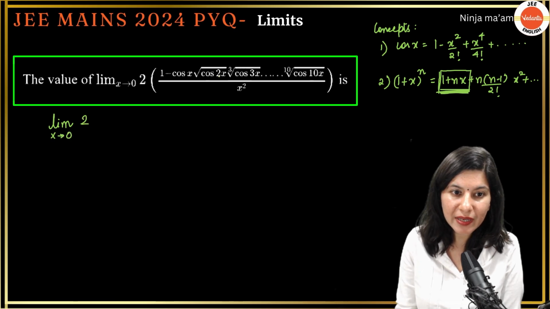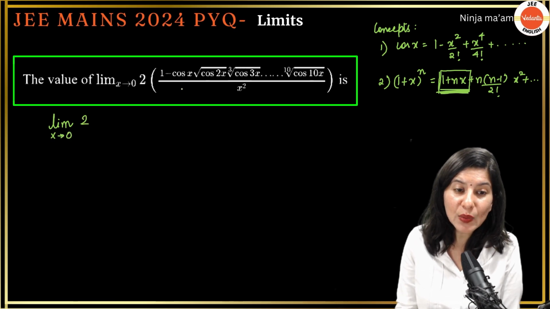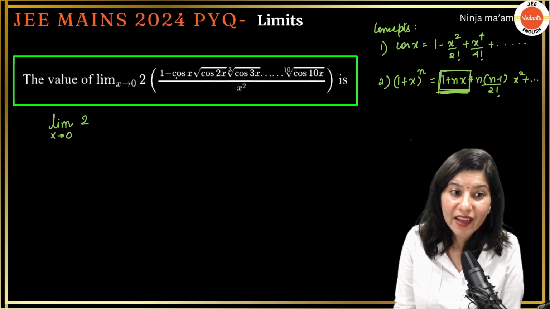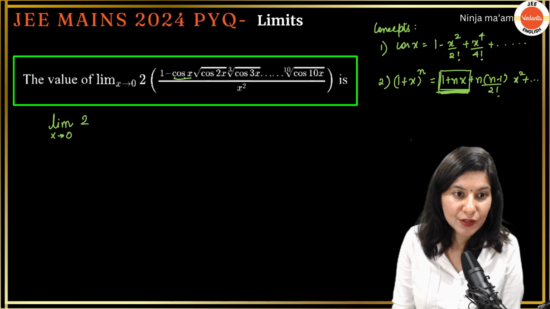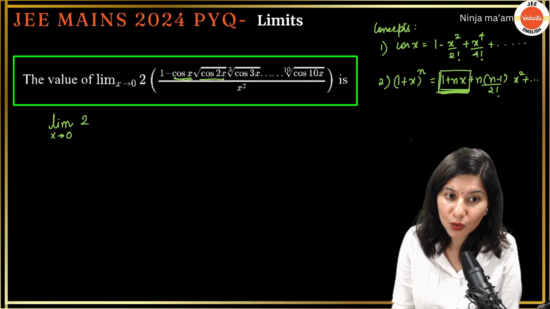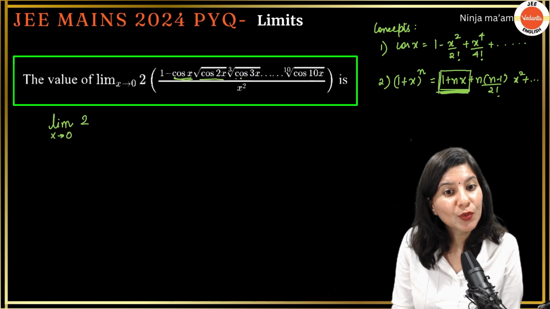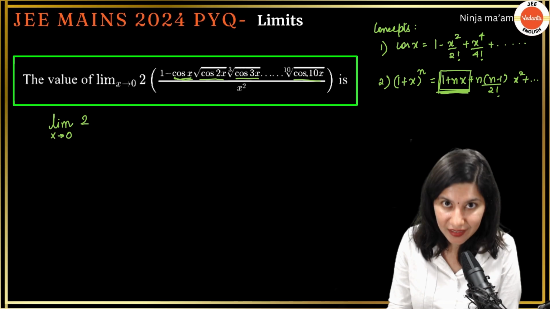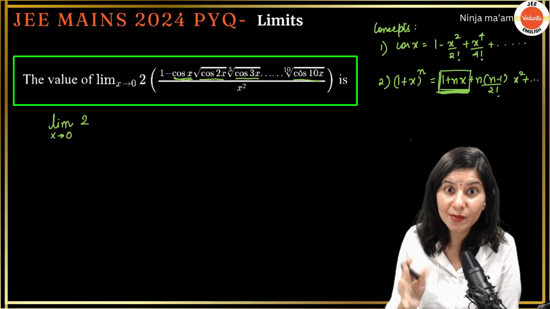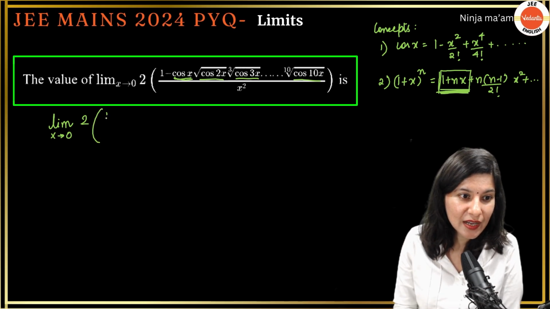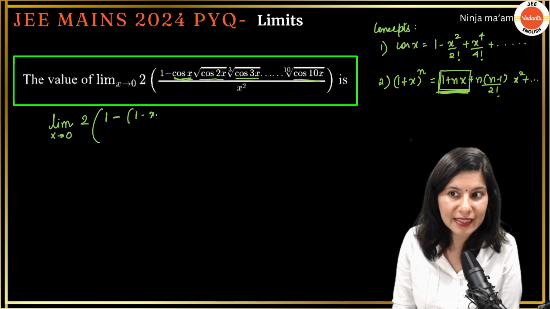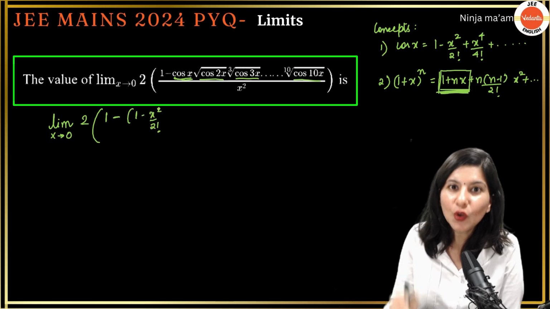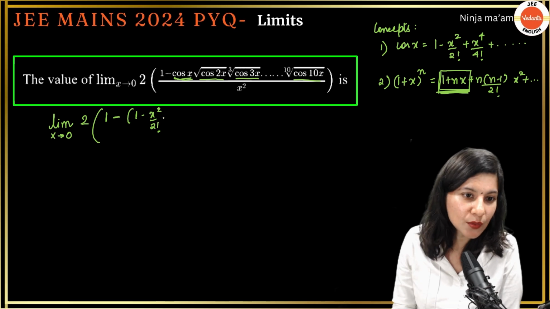So limit x tends to 0, 2 minus cos x... Now every time you see cos, you have to apply expansion. So you can see cos x multiplied by root cos 2x multiplied by cube root of cos 3x, and there are 10 terms. So you have to apply 10 expansions. 2 minus, now cos x will be 1 minus x square by 2 factorial. No need to go so much right now. Just dot dot dot will help.